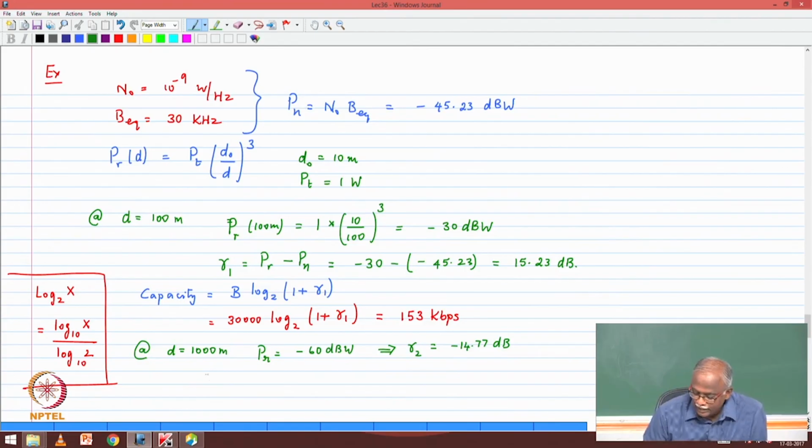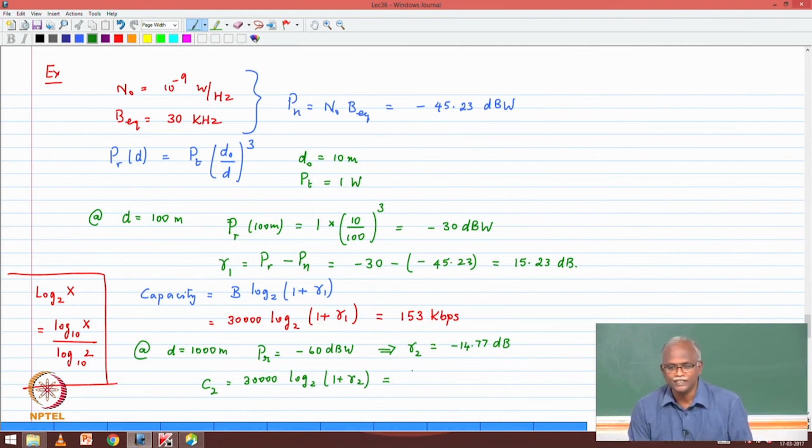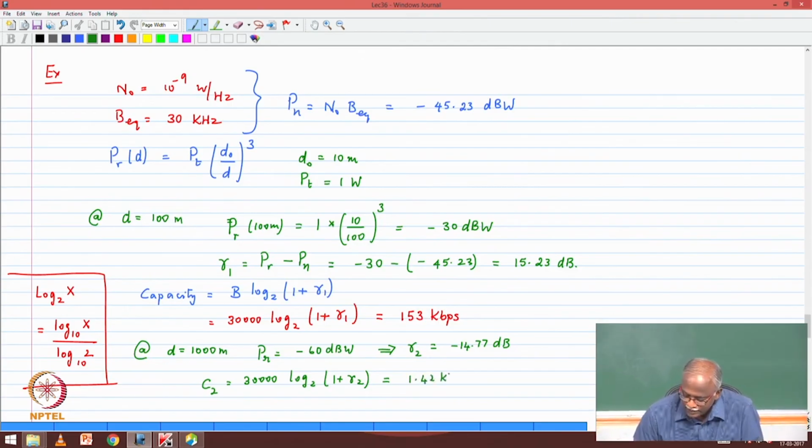Yes, if you calculate C2 as 30,000 times logarithm base 2 of 1 plus gamma 2, when you use 30 kilohertz, what would you expect as the nominal rate of the symbol? At least 30,000 kilobits per kilobaud, right? And if you use 1 bit per second, 30 kilobits per second. Please note, it's 1.42 kbps as predicted by Shannon's capacity, and this too with infinite complexity.